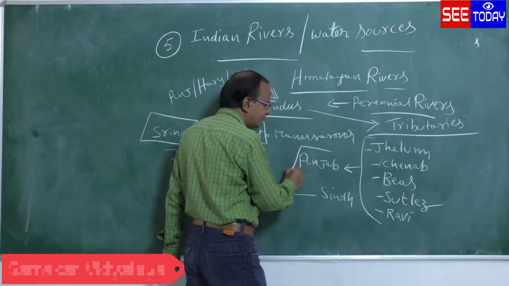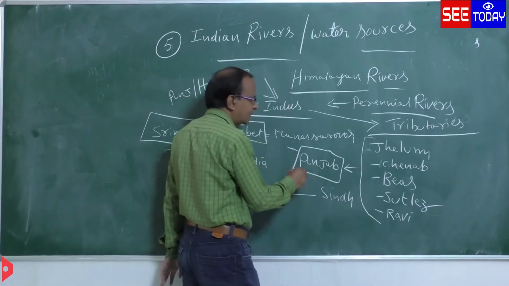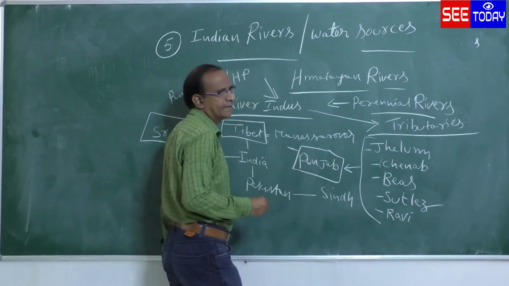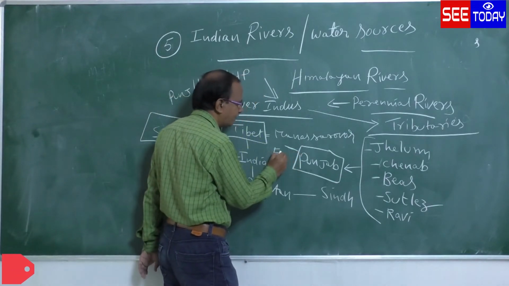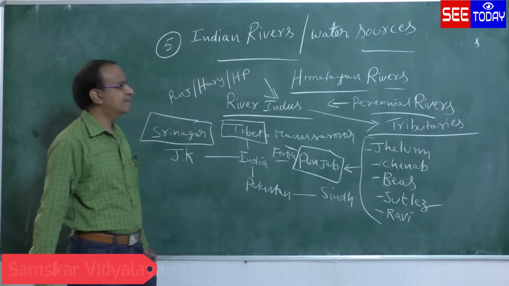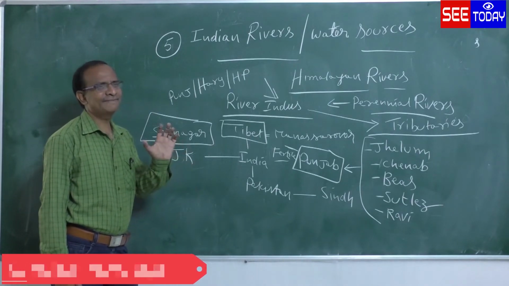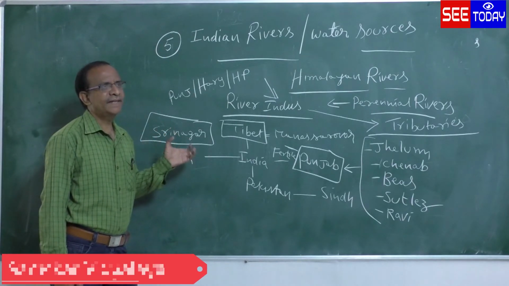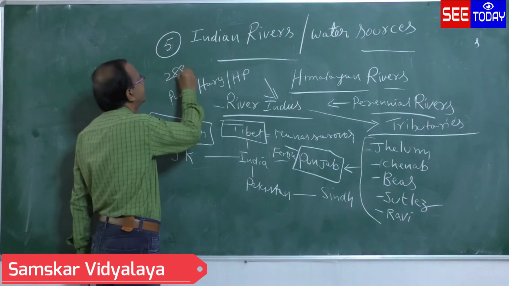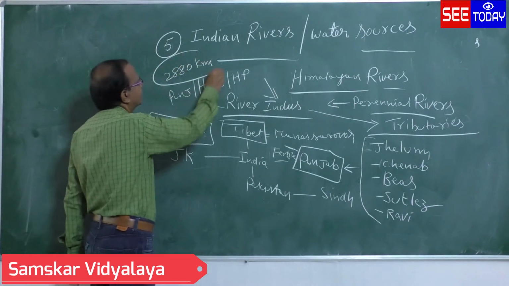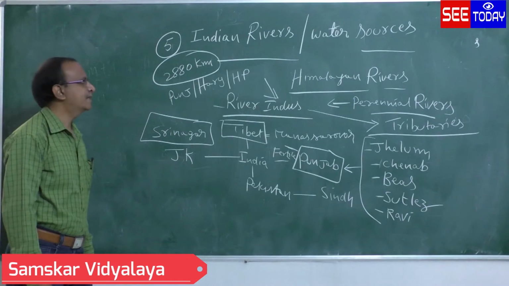Actually, the name Punjab comes from Panch, which means five. These five tributaries flow there, so that state is referred to as Punjab. Because of the continuous flow of these rivers, Punjab and especially Haryana are more fertile, so agricultural activities flourish in this part of India. The total length of the river Indus is about 2880 kilometers, flowing in all three countries: Tibet, India, and Pakistan.